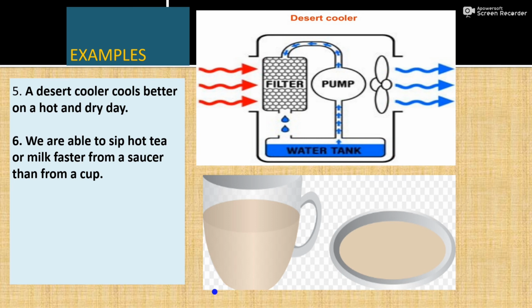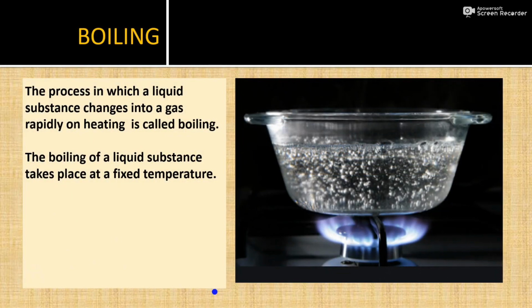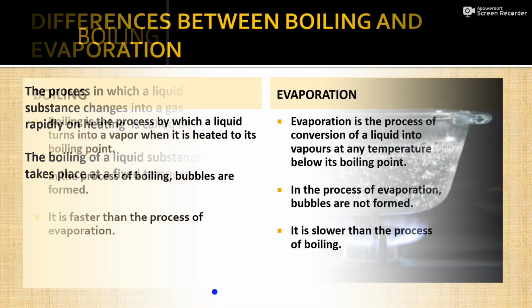Here, the surface area comes into effect. In case of a cup, there is a low surface area, or less surface area, exposed to air. But in case of a saucer or plate, there is more surface area. So if surface area increases, then evaporation also increases. Already we have discussed this. Then boiling, we have already discussed boiling.